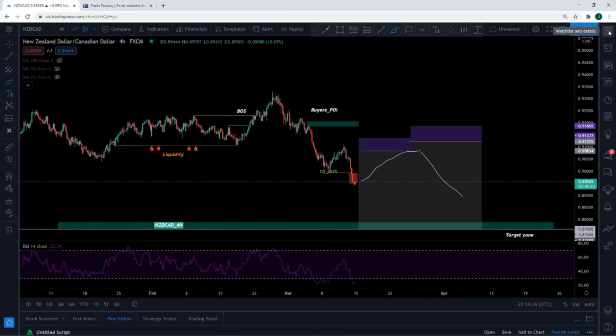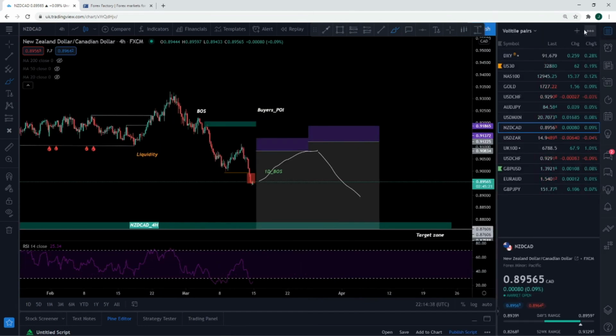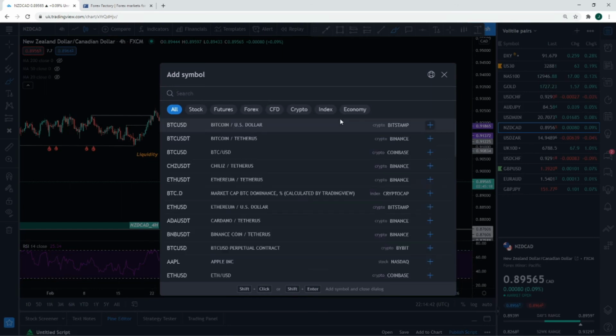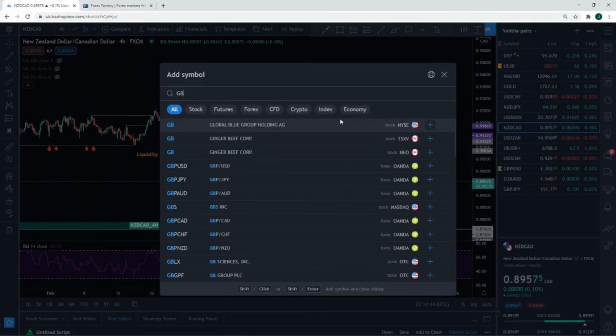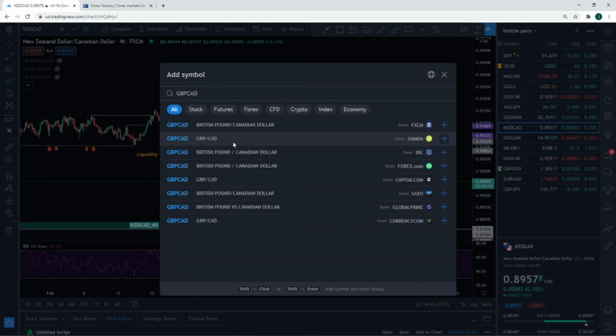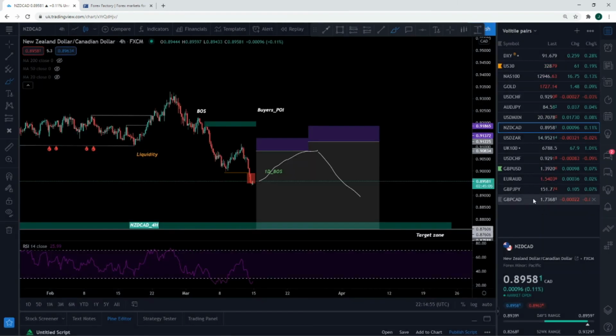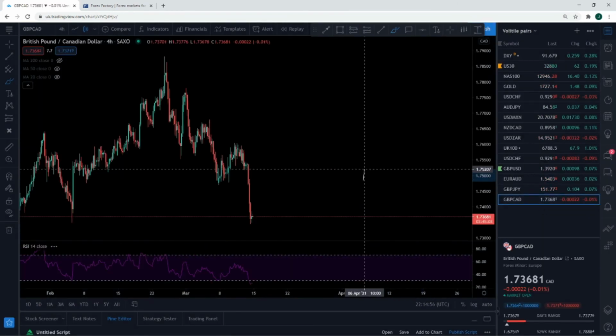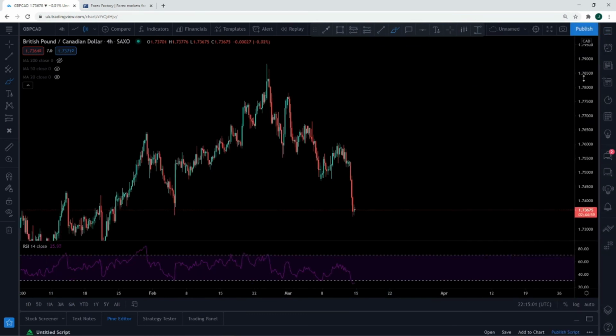And for some of you, if you look on our Instagram, you will see all of that. So I think GBP CAD also has the same setup as well. Let me just show you guys so you can see. Yeah, so what I want to show you guys on GBP CAD, I'll just break this down for you.